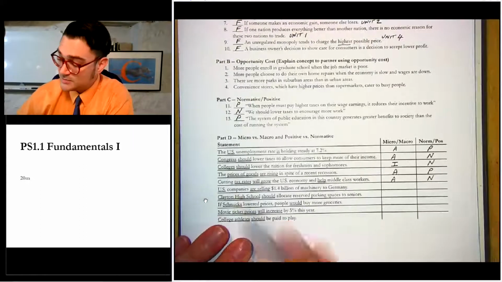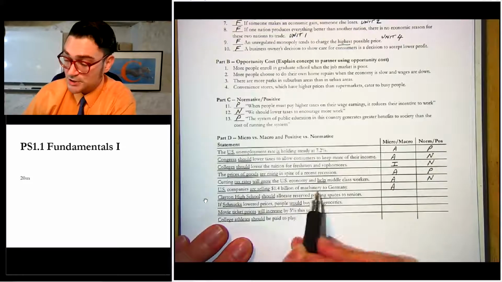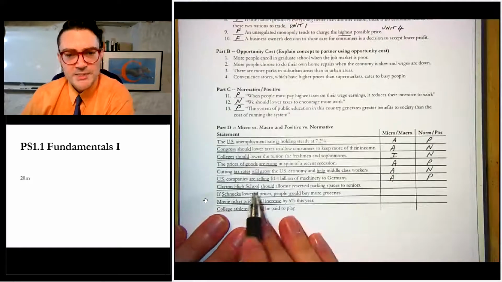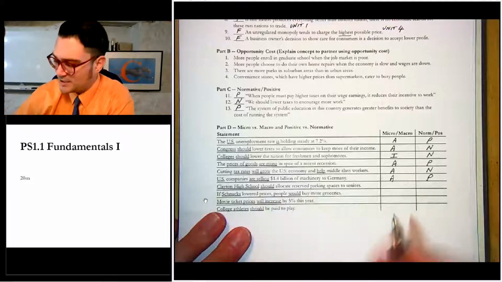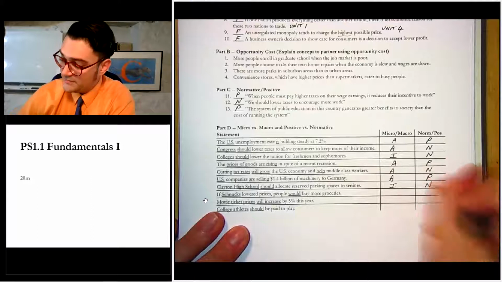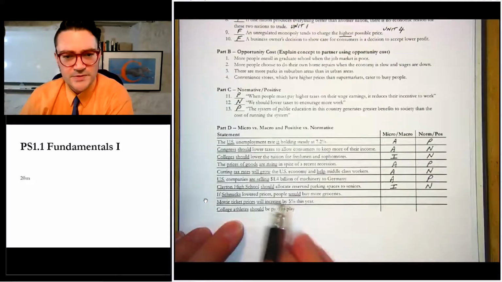U.S. companies, so that's pretty clear, a macro, the whole country, are selling this much machinery to Germany, a positive statement. Clayton High School should allocate reserve, oh, that one's easy, right? Micro. And normative. And I don't know if they should or not. Maybe you tell me in the comments whether you think they should.